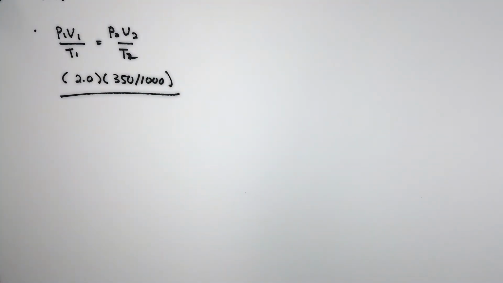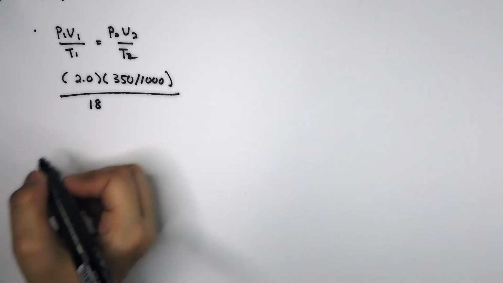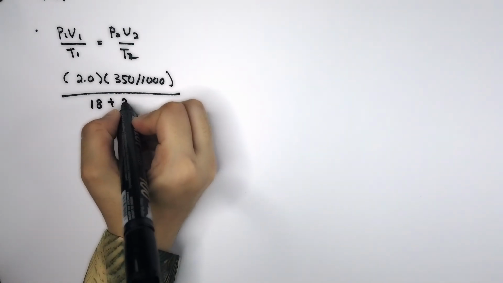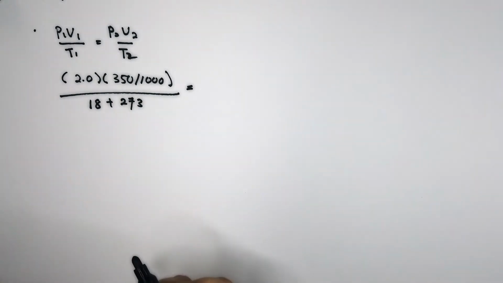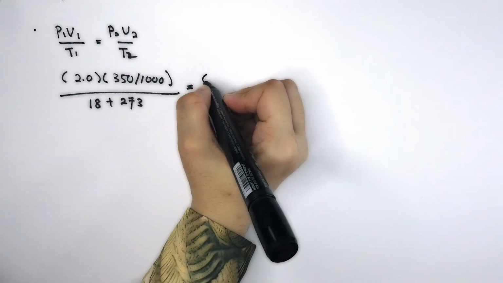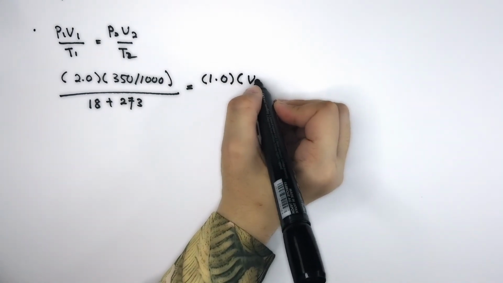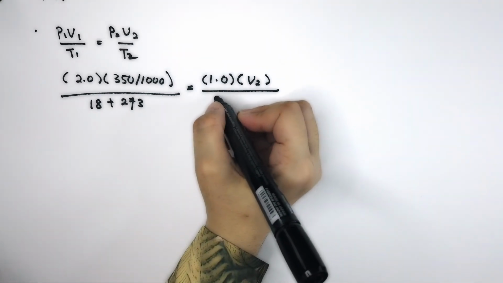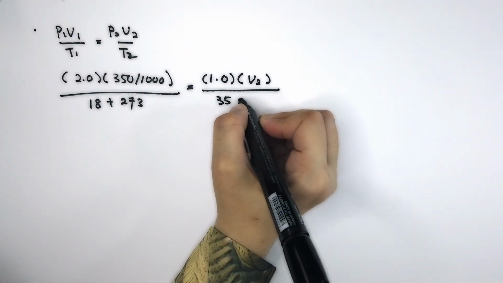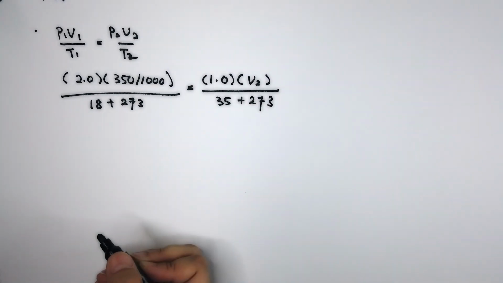over. So at first the temperature is 18 degrees Celsius. So 18 degrees Celsius, you need to convert it to Kelvin. So plus 273. So moving on to the final pressure. The final pressure is 1 atm. And the final volume is the thing that you want to calculate. And the final temperature is 35 degrees Celsius. So you need to convert it to Kelvin plus 273.